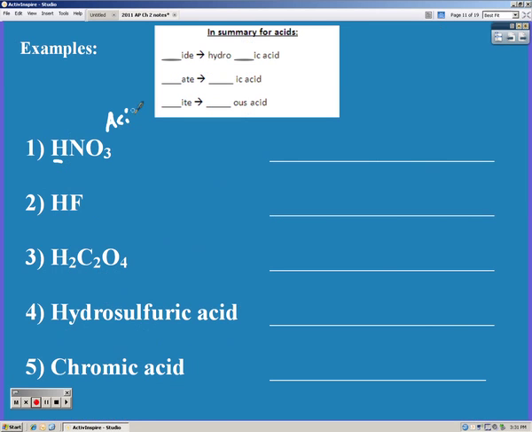Starts with an H, so it's an acid. NO3 is nitrate, so "ate" goes to "ic," making it nitric acid.